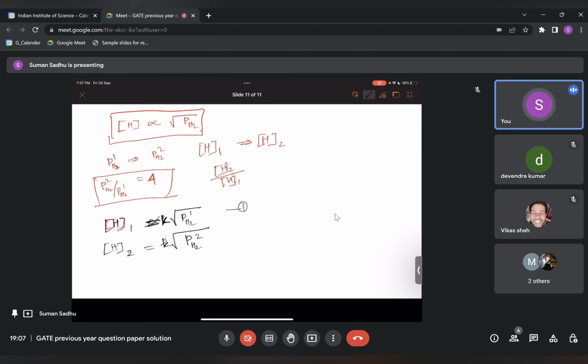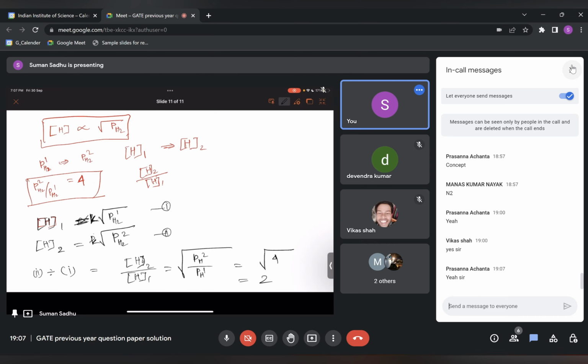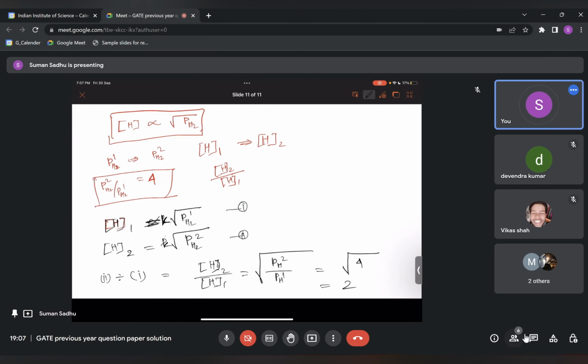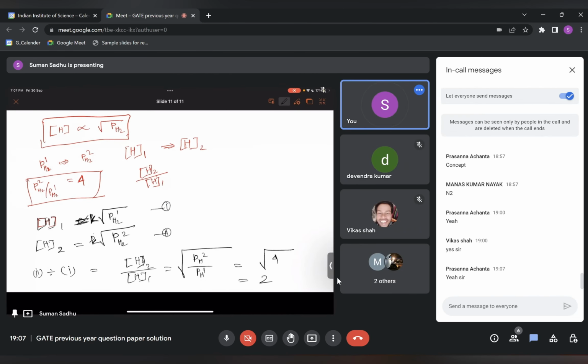If you take the ratio of equation 2 by equation 1, then you will get H2 by H1 is equal to the ratio of partial pressures to the power half. This is how much? The power of 4 to the half, that means 2. So everyone got this one? Anyone has any doubt? Understood? Now you know Sievert's law also, right? What is Sievert's law?